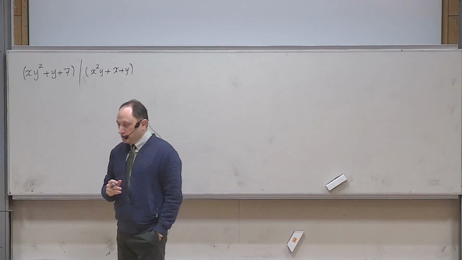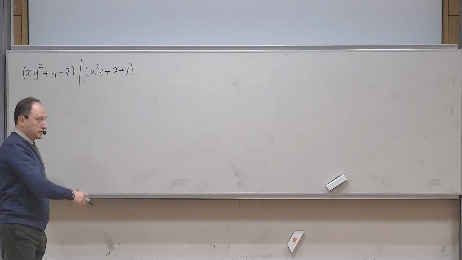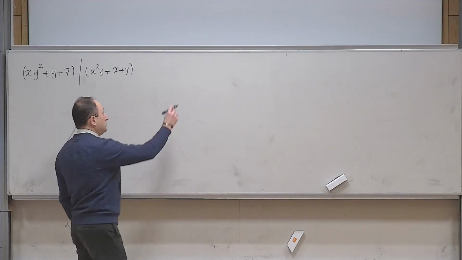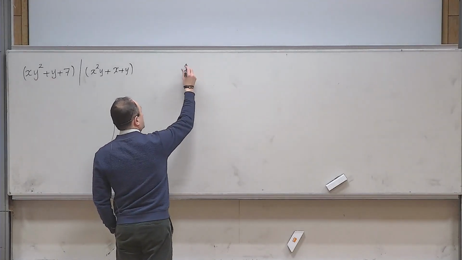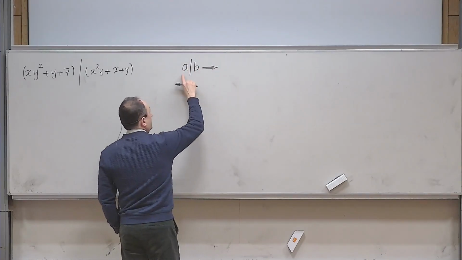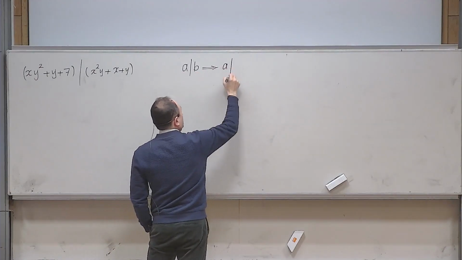So what I want to do is use the theorem that I presented in lecture number 3. These are exercises that I designed for practicing those lectures. The theorem in that lecture was this: if A divides B, I can add any integer multiple of the left-hand side to the right-hand side.